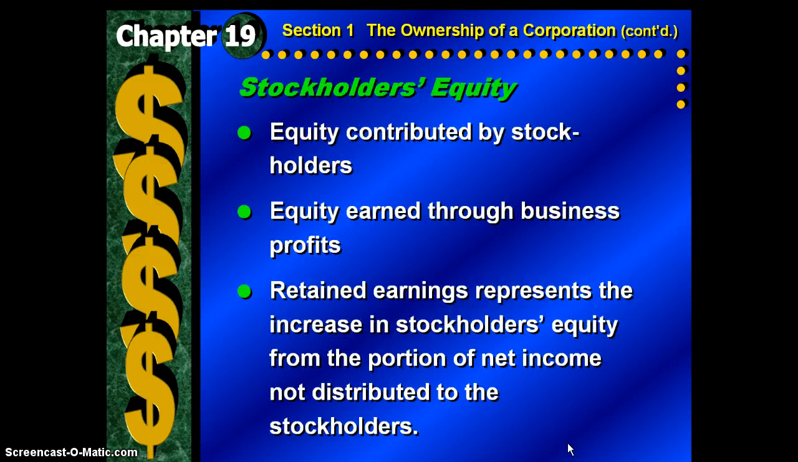Stockholders' equity, where does it come from? Well, the equity or the cash or the investment by stockholders is where it happens, as well as the profits that we generate through the business and that we retain through our company. So retained earnings is the next account that we are going to be talking about. And retained earnings represents the increase in stockholders' equity from the portion of net income that we keep in the business that we don't distribute to stockholders. In future chapters, we're going to talk about the portion of net income that we distribute to stockholders. That is called dividends. But for now, all we're going to talk about is what we retain in the business, and we call that retained earnings.